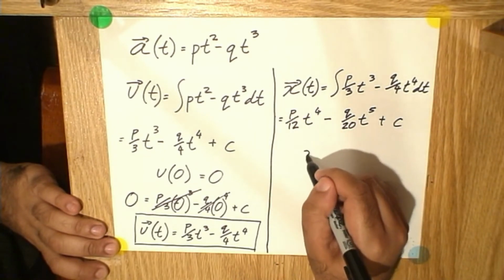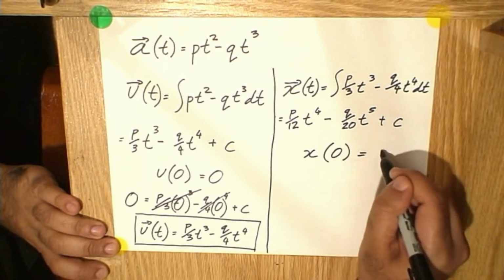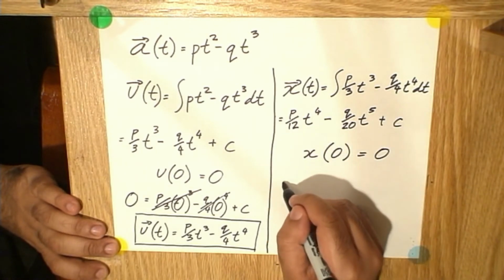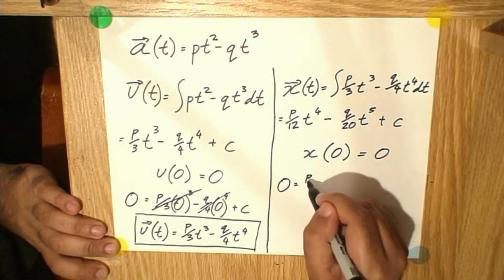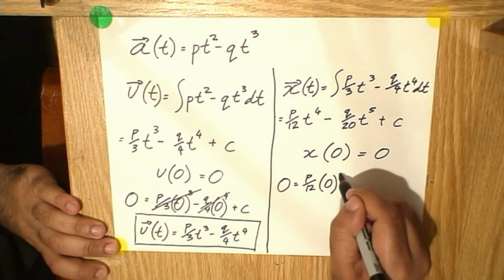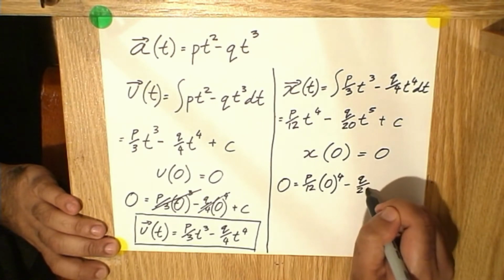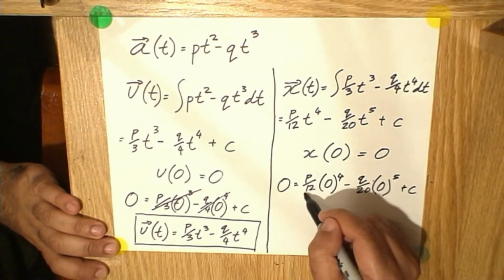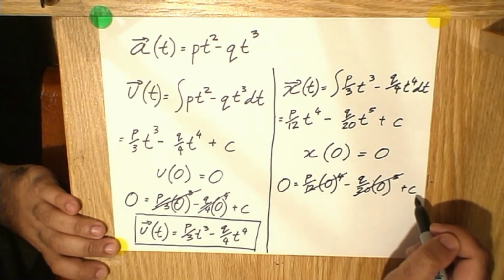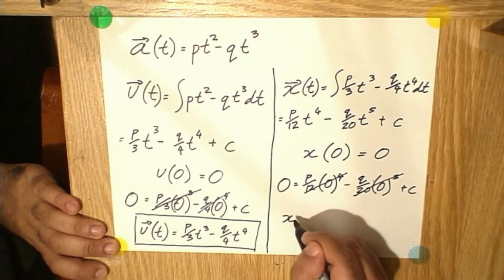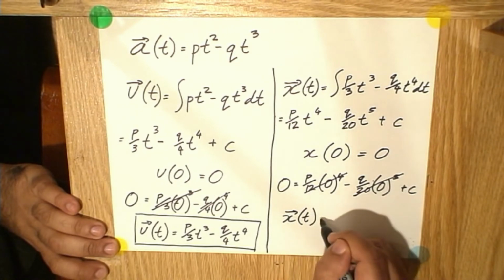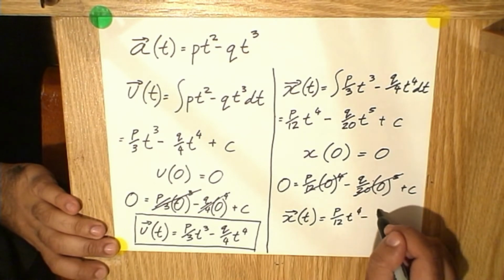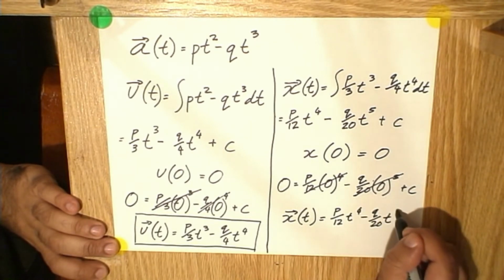Now, we were also told that the position at a time of 0 is equal to 0. So we plug 0 in for all of the times over here, and we get that 0 is equal to p over 12, 0 to the 4th power, minus q over 20, 0 to the 5th power, plus c. Again, this entire term will cancel, this entire term will cancel, and we again end up with c is equal to 0. So, the position as a function of time is equal to p over 12 t to the 4th minus q over 20 t to the 5th.